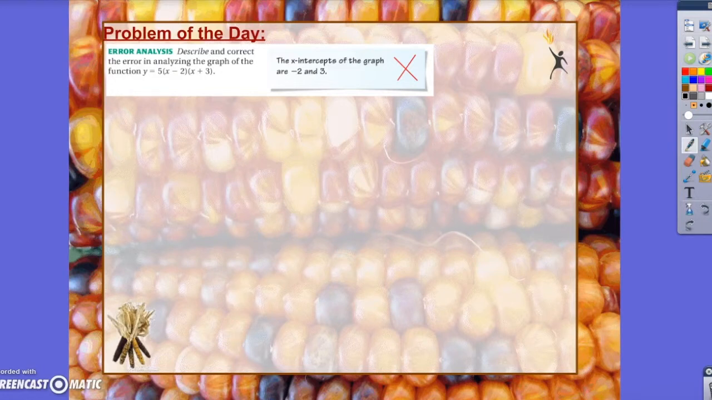All right, so today we continue on with lesson 4.2. Take a look at the problem of the day, pause the video and answer it. When you're ready, move on with the next part of the lesson.